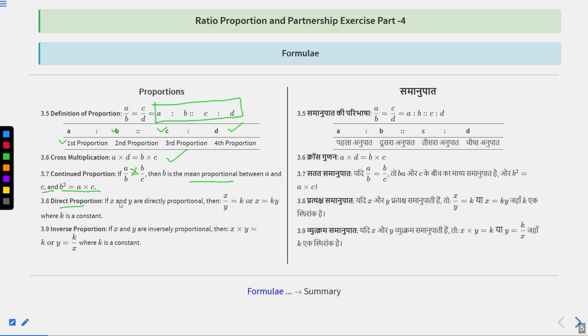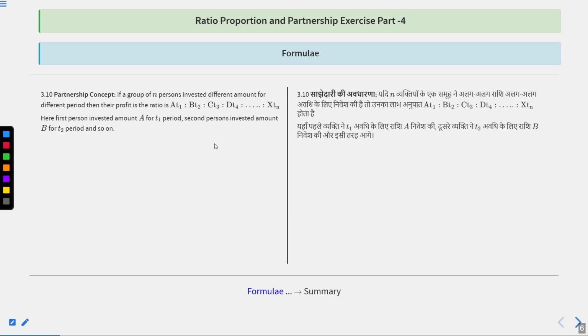Direct proportion. If x and y are directly proportional, then x upon y equals k, where k is a constant. So we can write it x equals k into y, where k is constant. Now inverse proportion. If x and y are inversely proportional, then x into y equals k. k is again constant. So we can write it y equals k upon x, where k is constant. Clear?